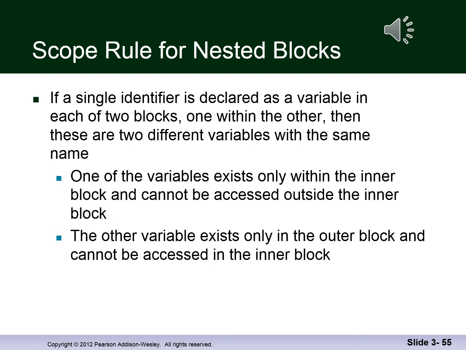Here's a concept that's confusing the first time you encounter it. If an identifier is declared as a variable, and the same name identifier is declared as a variable in each of two different blocks, one within the other, then these are two different variables with the same name. I know that sounds bizarre, but their scope is limited to the block. One of the variables exists only within the inner block and cannot be accessed outside the inner block. The other variable exists only in the outer block and cannot be accessed in the inner block. This is called scope, and it is often a concept that confuses students. It's difficult to get your arms around this, so we'll take our time, and each time we encounter a scope issue, we will spend a lot of time describing the scope of a variable.